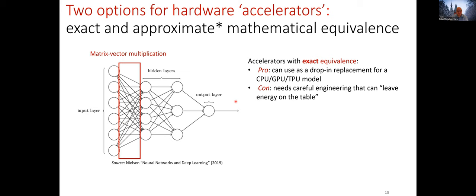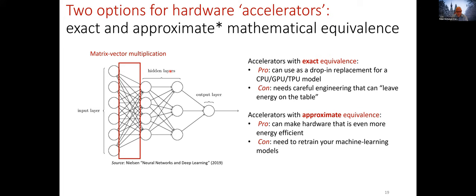So the alternative is to try and make an accelerator that just has an approximate equivalence with this kind of mathematical structure that I introduced. And there, the pro is that you can imagine making hardware that's much more energy efficient, because now you're not forcing it to do something that it didn't necessarily naturally do. Or even if you were forcing it a little bit, not forcing it to be exact can really allow you to make some savings.